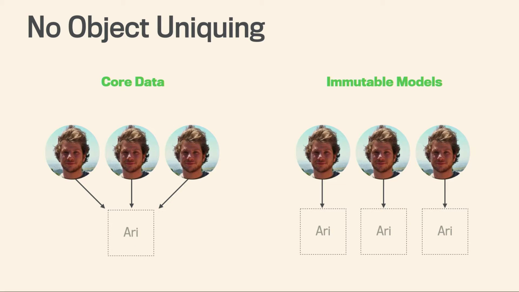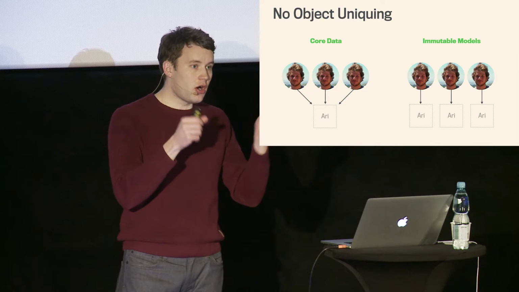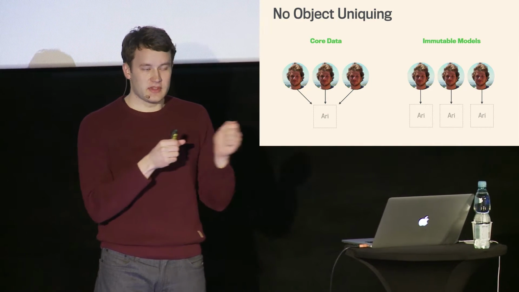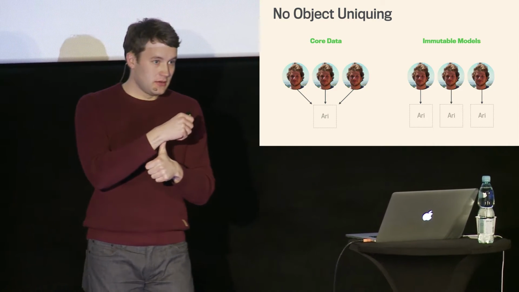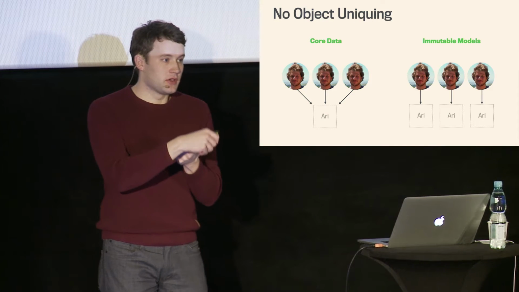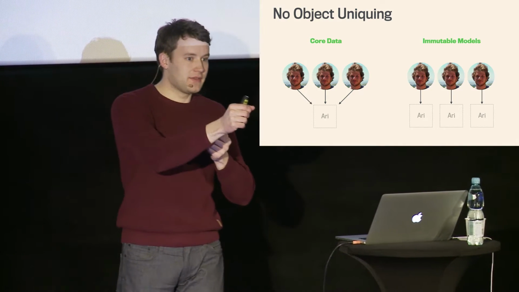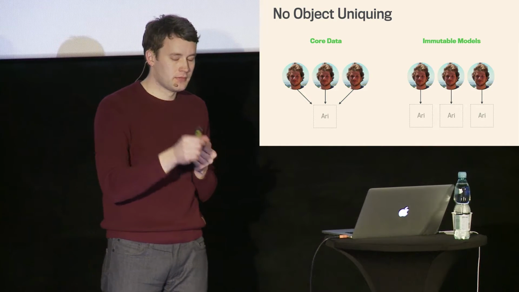This does mean there's no object uniquing. One of the nice features of Core Data is that if you have three different references to Ari, my friend, they all are the same NSObject. They all have the same memory address. Makes sense, right? But this means you need mutability, because you need to be able to change the object, and it means global locking, right? Because if you're going to have only one Ari, you need to take a lock every time somebody tries to get Ari and make sure that you either look up or create an Ari.